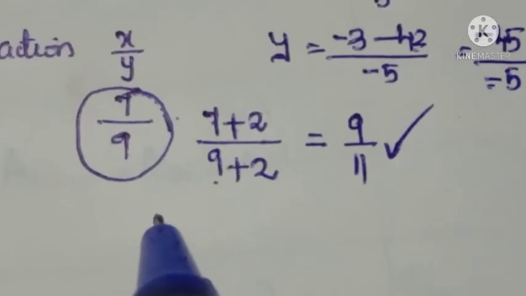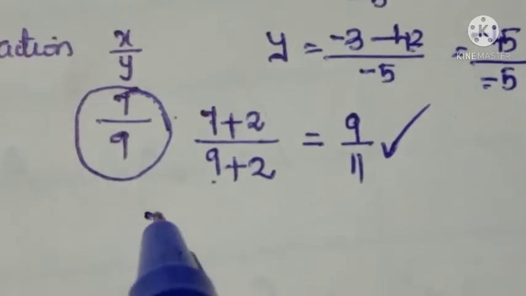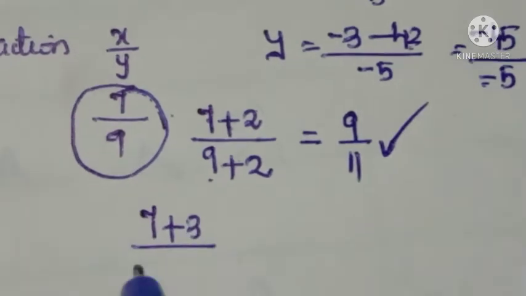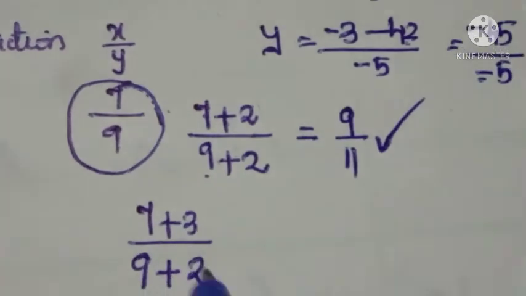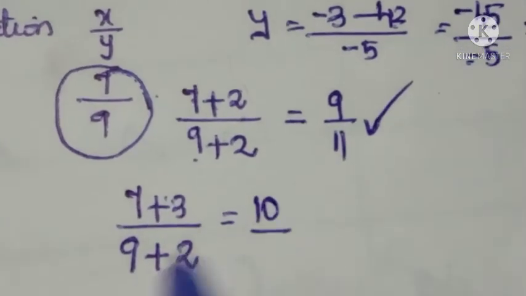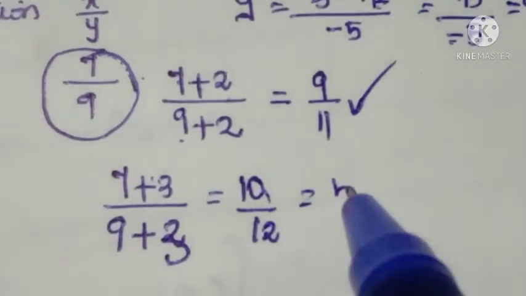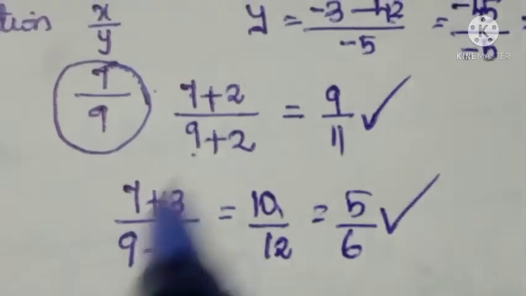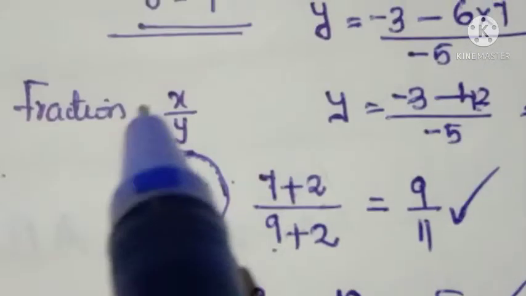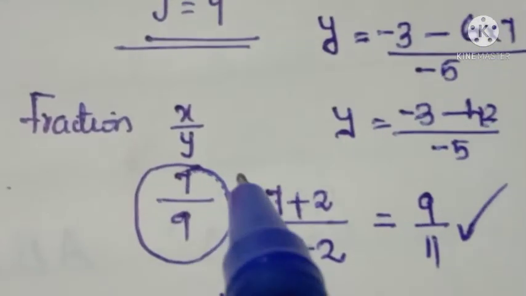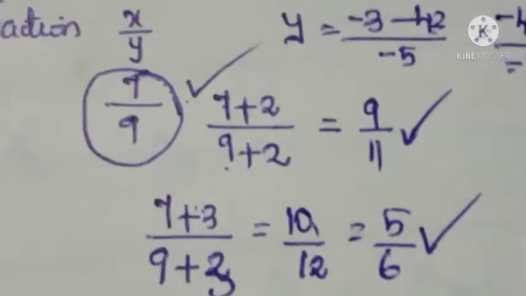If you are adding 3 to both the numerator and denominator, it becomes 7 plus 3, 10, and 9 plus 3, 12. 10 by 12 is the same as 5 by 6. So our statement is correct. That means our fraction is 7 by 9. Okay.